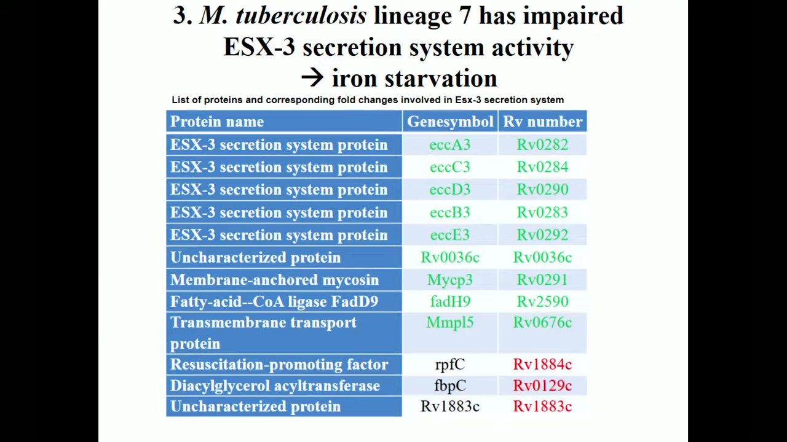The second important finding is that lineage 7 exhibited the downregulation of proteins involved in the E6 secretion system. As you know, the E6 secretion system is essential for mycobacterium-mediated iron acquisition in mycobacteria. So the downregulation of all these proteins, shaded in green, may lead to phosphate starvation and iron starvation in MTB lineage 7.